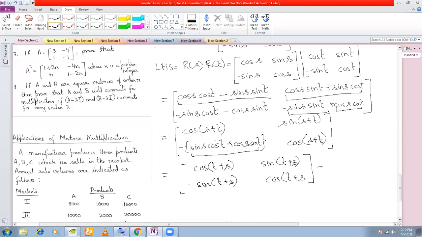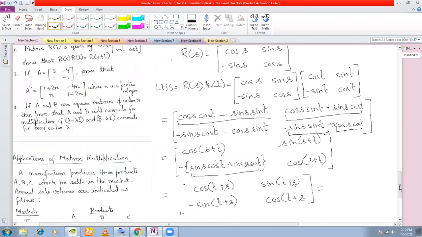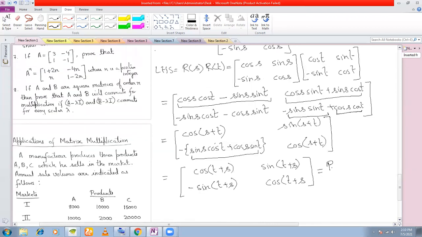So what are we getting here? Are we getting back this matrix, R(T), but the angle here is T plus S. So this is R(T plus S), which is equal to the right hand side. Proved. Clear?